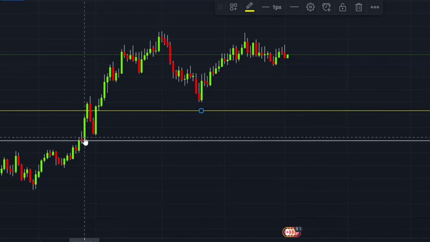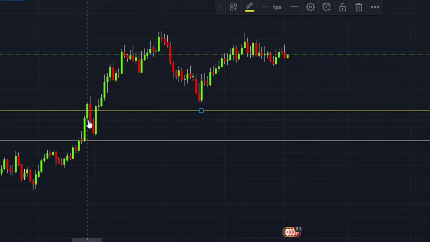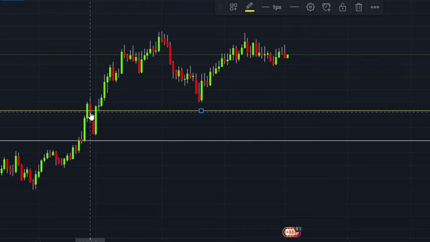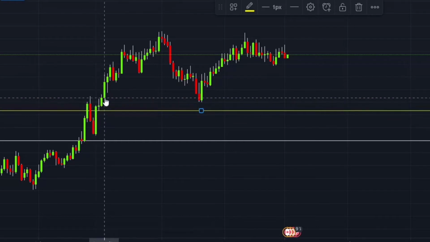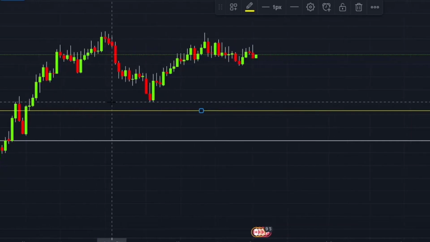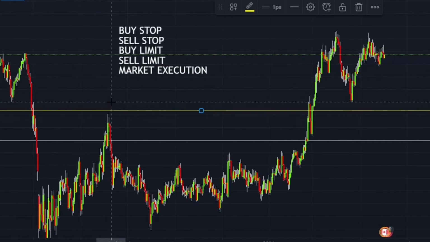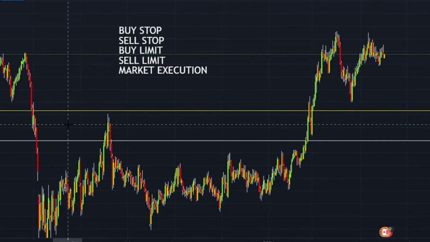As you can see, the market had bullish momentum. It went up. You would get entered into a trade when you put your buy stop. This yellow line indicates where the buy stop would be. Once it hits this line, it would open that trade and you're expecting the market to go up. Now that we understand buy stop, let's talk about a sell stop.